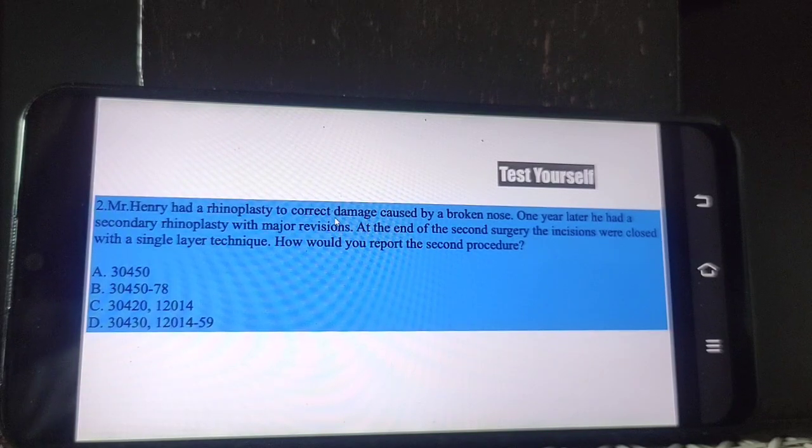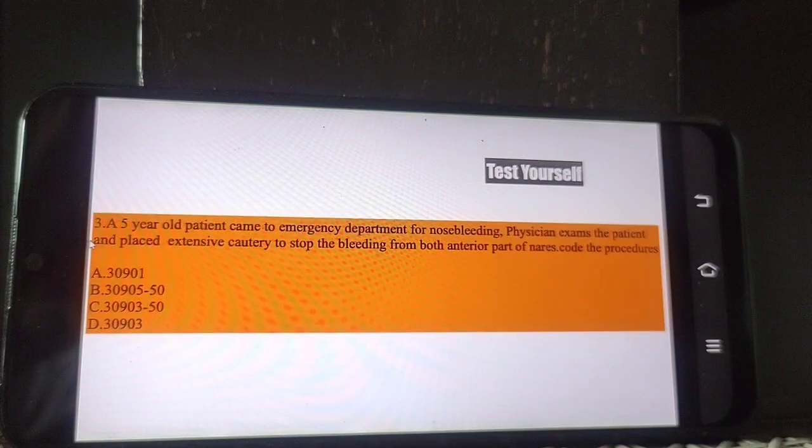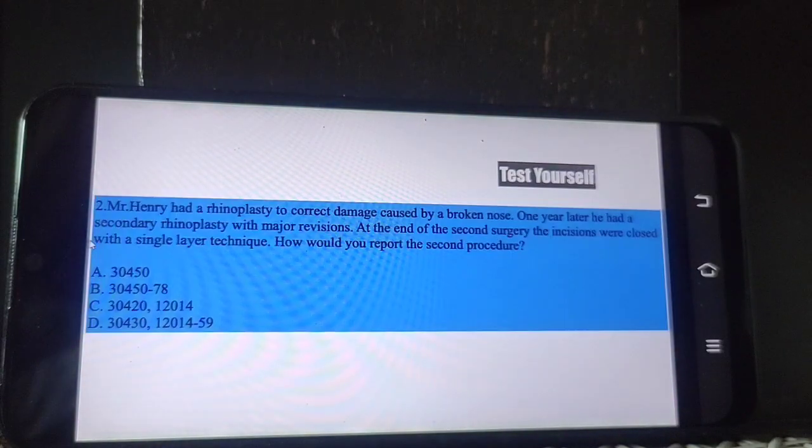Did you understand now? Yes. Now we will discuss this question later.